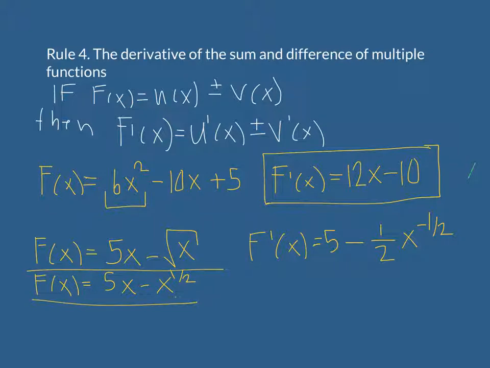All right, now the hardest part of this problem is simplifying. So you want your final answer, since we started with a square root, to end with a square root. Now in order to do that, I better write small. We have f prime of x equals 5 minus. Now a negative power brings the number down like that.